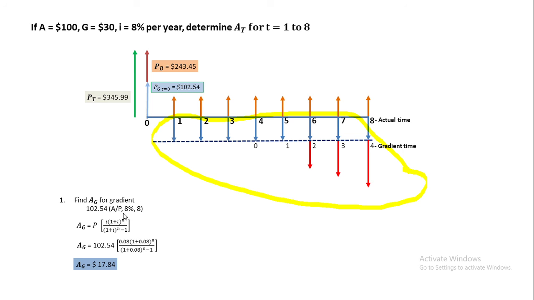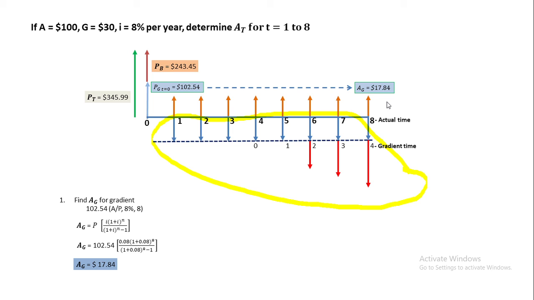So we will use the AP formula, where A sub G is equal to P, bracket, i parenthesis (1 plus i) raised to n over parenthesis (1 plus i) raised to n minus 1. Our P is 102.54, our interest is 8%, our n is 8. So by solving, we come up with an amount of A sub G equal to $17.84.